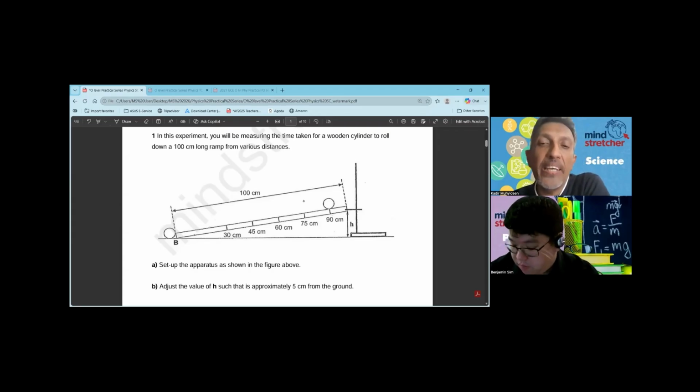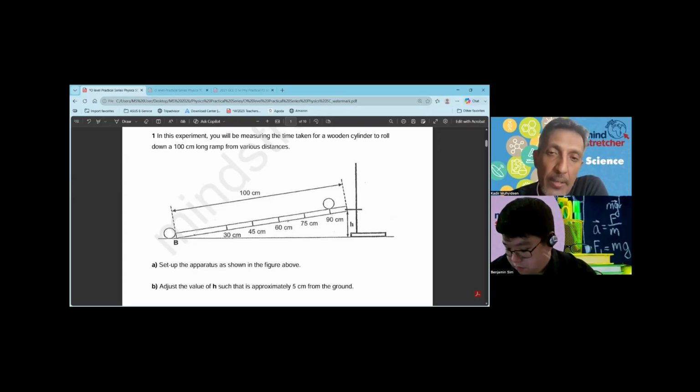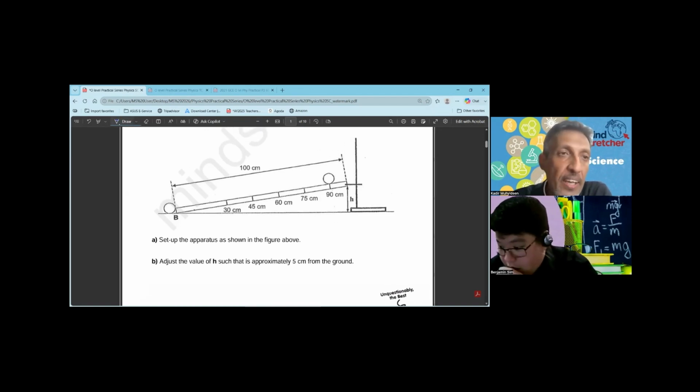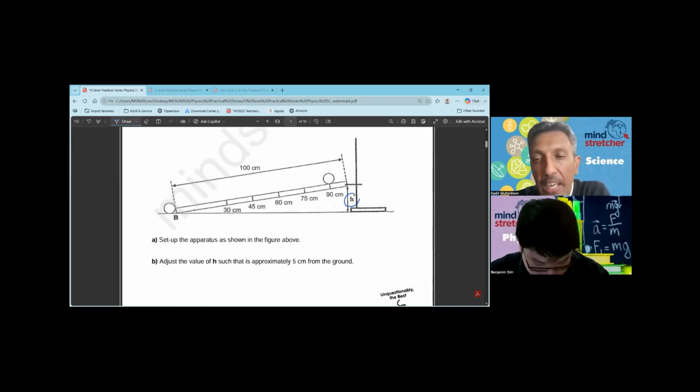And they have markings on it at the 90 cm mark, 75 cm mark, 60 cm, 45 cm, 30 cm. The whole idea is you're going to put a wooden cylinder on the plank, and from the 90 cm mark, you are going to release it. This is what the thing is. So first, they said, look at this height H.